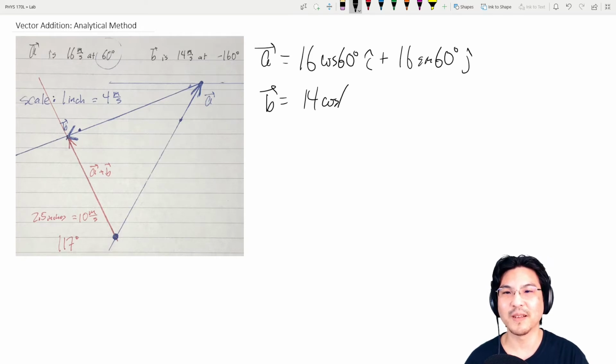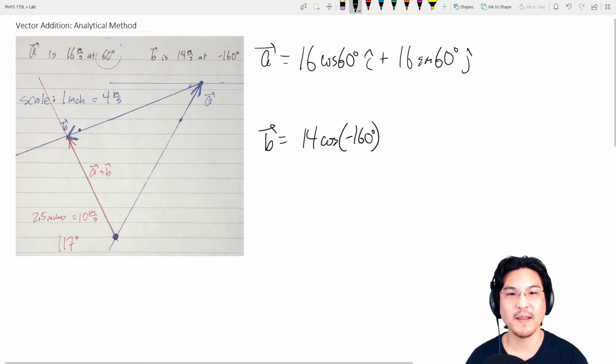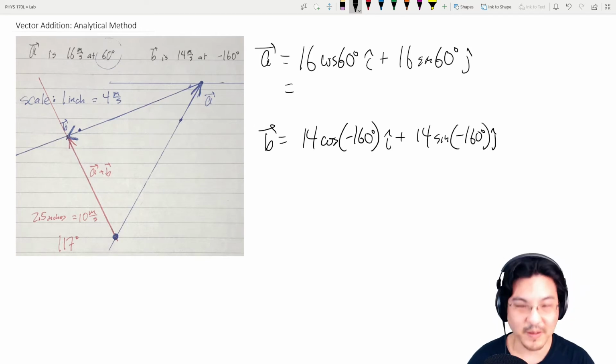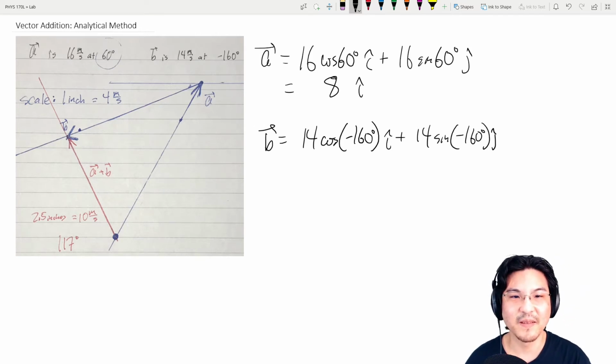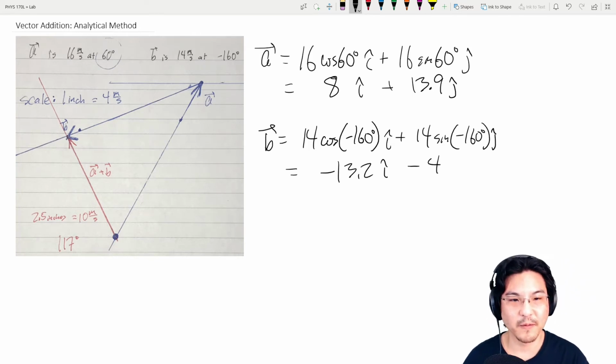14 cosine negative 160. Let me leave some space so I can plug in the numbers from the calculator. And then for the y component, 14 sine negative 160. Okay, and then if I punched in the numbers from the calculator, which I did earlier, for A it's 8 and 13.9. And then for B, negative 13.2 and negative 4.79.